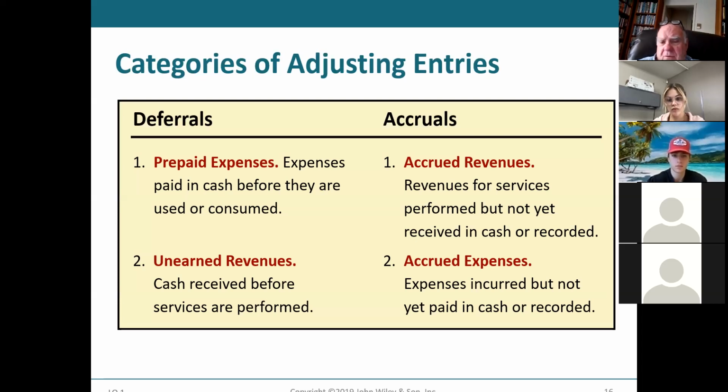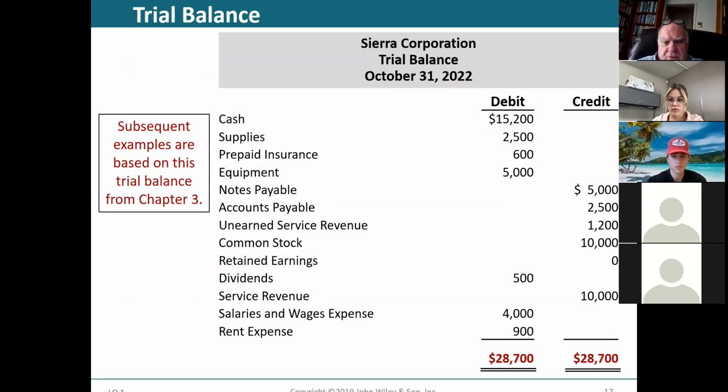That could be like the payroll for the last week of the month, the electric bill or something like that. So you could have accrued expenses like salaries and wages, electricity, other things. And you could have accrued revenue, mainly interest. If you loan somebody money, they owe you interest.